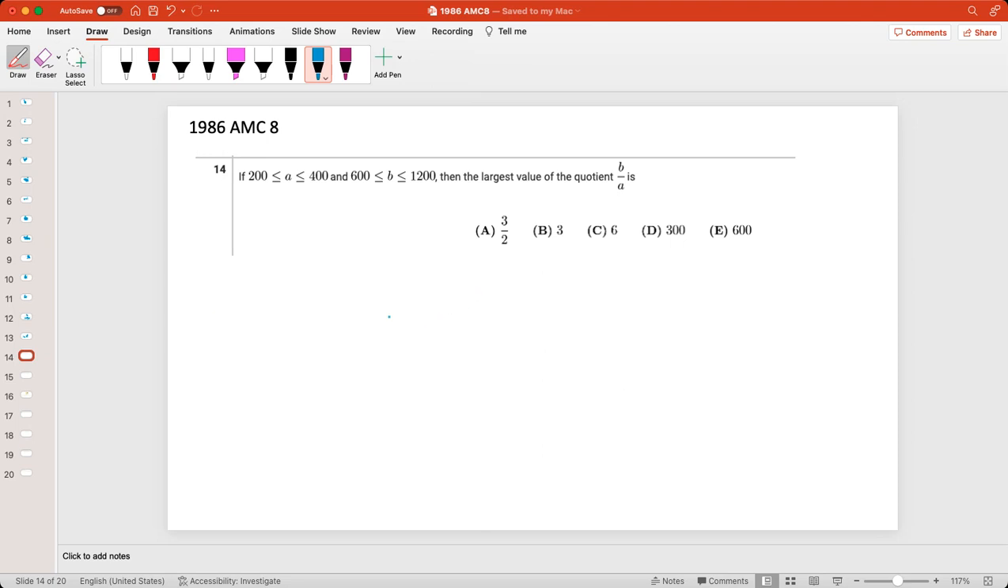A is greater than or equal to 200 and less than or equal to 400. So value of A is from 200 to 400. Same with value of B, which is from 600 to 1200. We have to find the largest value of the quotient B by A. So for the quotient to be the largest, B has to be the greatest number, A has to be the smallest number. So the greatest value of B can be 1200. The smallest value of A can be 200. So that is giving us an answer of 6. So this is your option. Going to the next question.